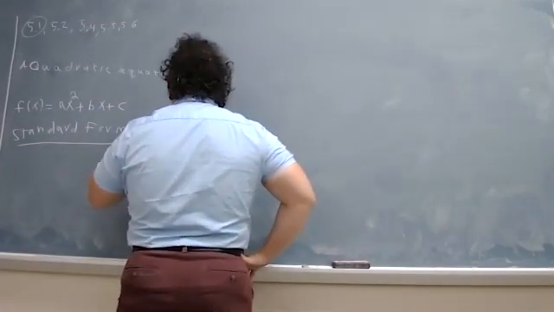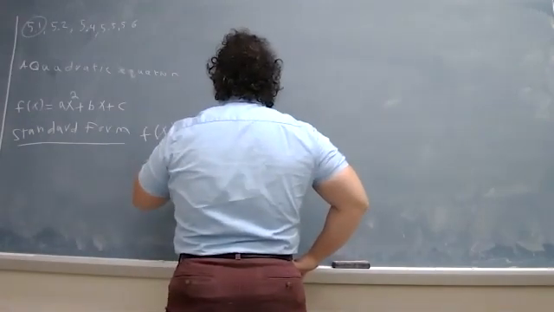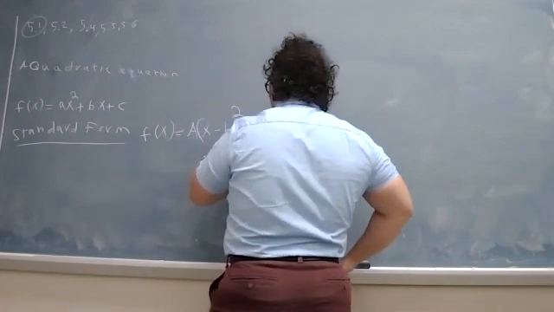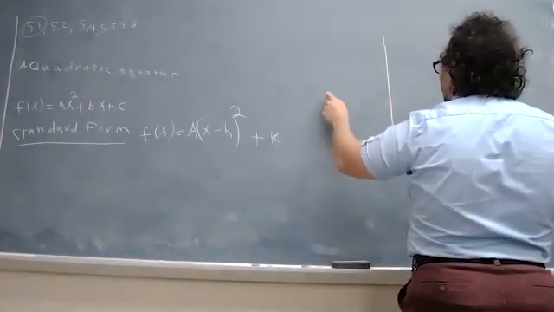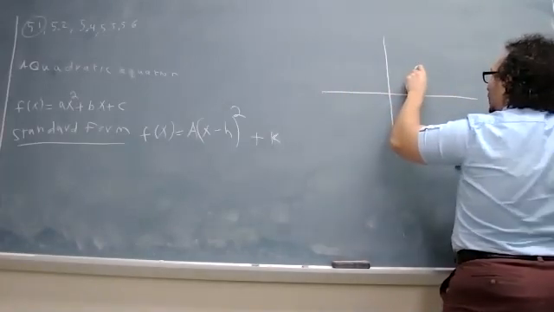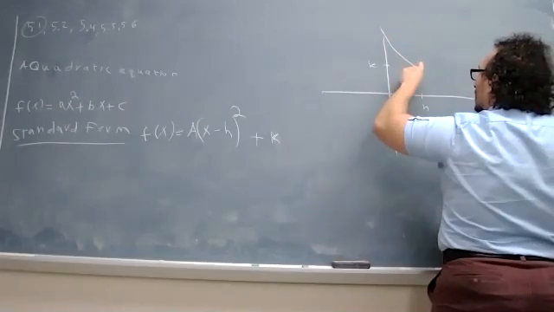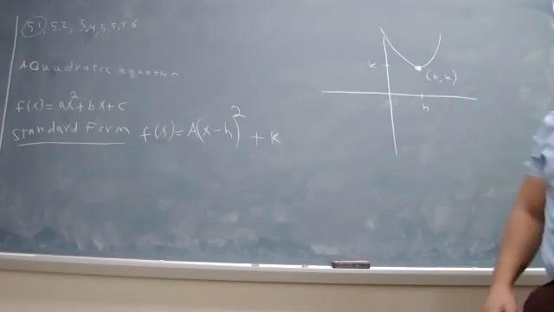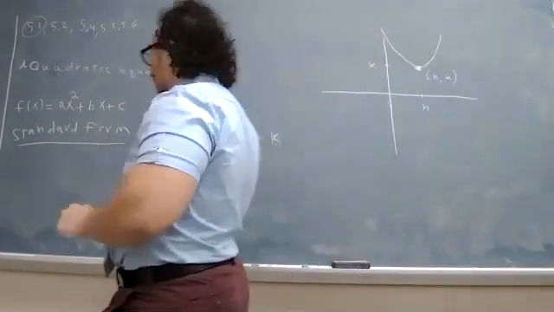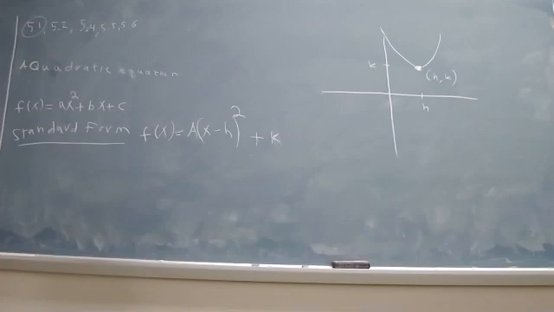That's when we have our f of x equal to some a times x minus h squared plus k. That's when we get our quadratic equation, which represents a parabola, to have vertex at h, k. Here's our point h comma k. So when we write it in standard form, that's what we have here. The region in which the parabola has its vertex is apparent in the standard form equation.